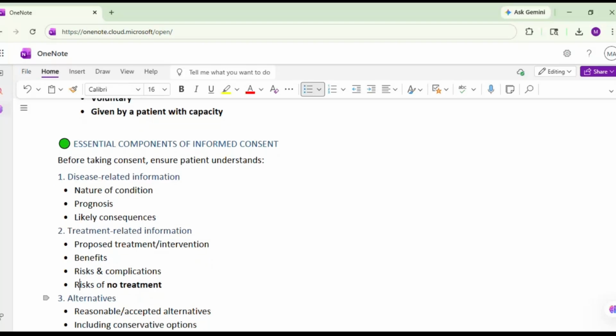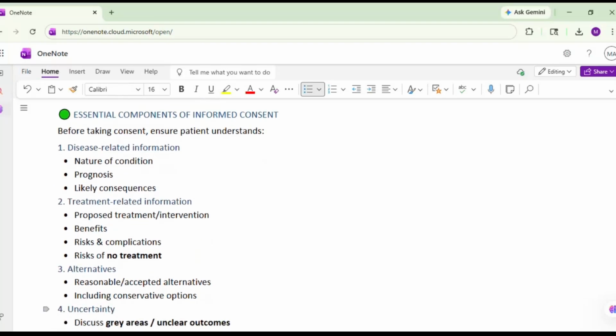And fourth, what are the uncertain areas, because sometimes even if you give the proper treatment, there are certain uncertain or gray areas that we need to discuss. So first is diagnosis, second is treatment, third is alternatives, and fourth is gray areas. In the diagnosis: nature of the condition, prognosis, and likely consequences. Then treatment-related information: what is the proposed treatment and intervention which we are planning.